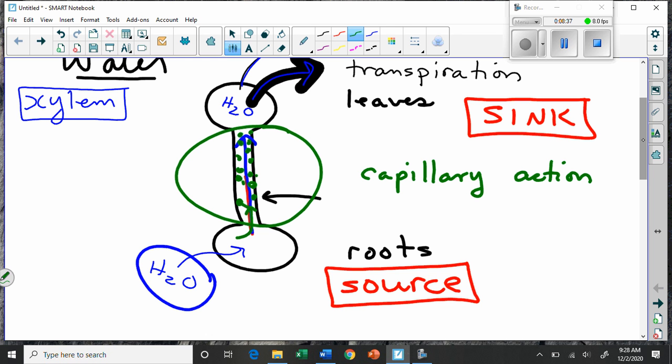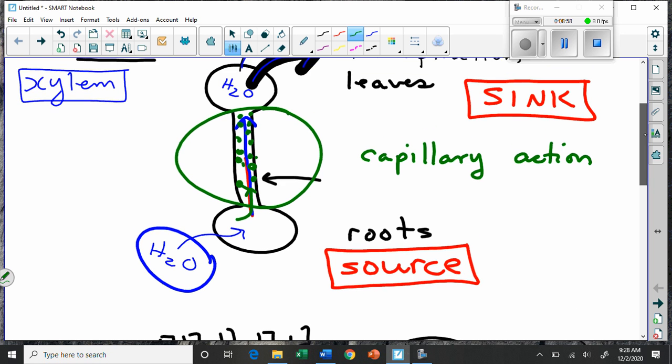Notice it doesn't require a heart to pump or muscles to push. It relies on the physical properties of water and osmosis and the actual fact that the water is leaving at the leaves and entering at the roots for the most part. Okay, let's move on then. That's how we move water, so that's easy enough.